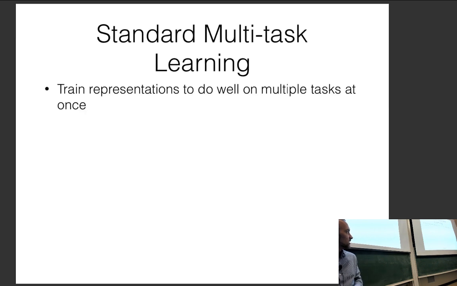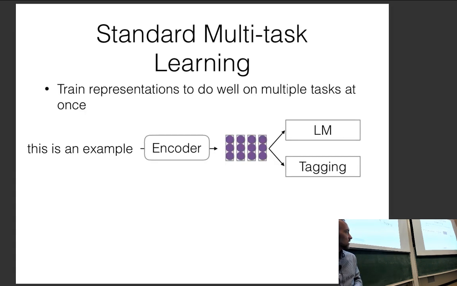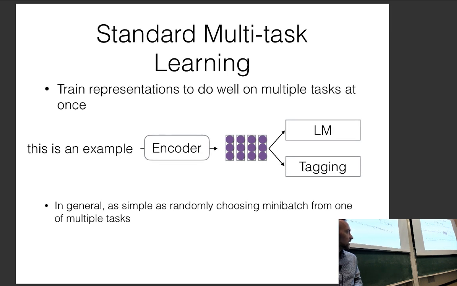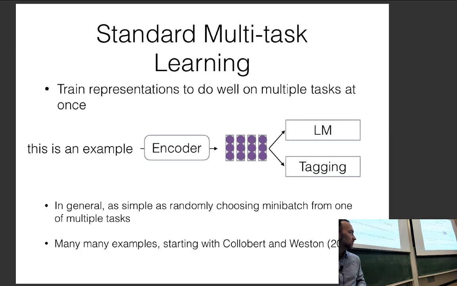Standard multitask learning trains representations to do well on multiple tasks at once. So you basically take everything and throw things in there, train on both at once. A really simple way to do this is randomly choose a mini batch from one of the two tasks and train on it. There's other more complicated ways, but we won't talk about that now. Many examples of this. Kind of the first big paper on neural networks for NLP in the modern era, Collobert and Weston, did multitask learning as one of their key ingredients.